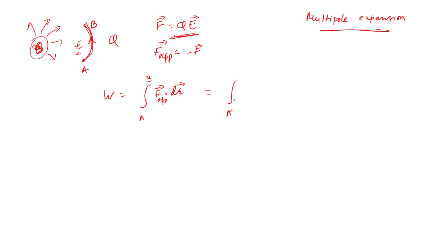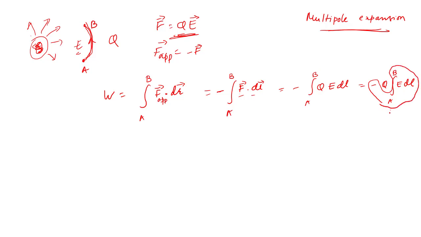So the applied force is negative of the force that is acting, so that is negative F dot dl, or negative Q times E dl, right? If we are assuming the simple case of E along dl, so that will give us minus Q, integral A to B of E dl. And if you look at this negative sign and combine it with this, it essentially gives you the potential. Recall that negative gradient of potential is electric field.